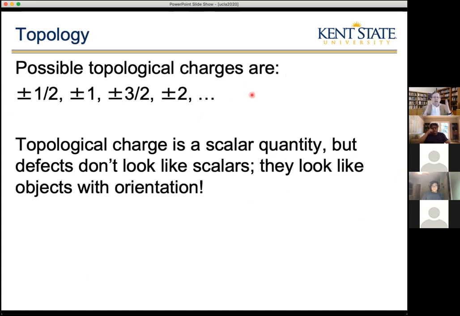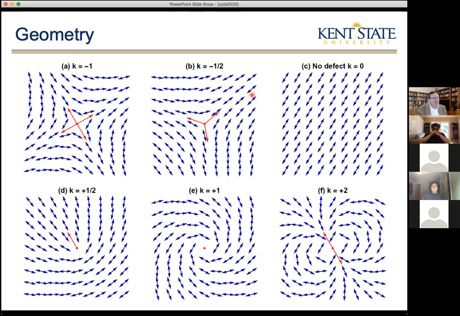Right? But now let me mention a new consideration. Okay? The topological charge is a scalar quantity. But the objects that we're looking at don't look like scalars. They look like they are some kind of oriented objects that are pointing in some direction. So in these illustrations, right, let's look at this picture in the corner. Here is a +½ disclination. And you can see it has a shape kind of like a comet, right? With a head over here and a tail sticking out in that direction.